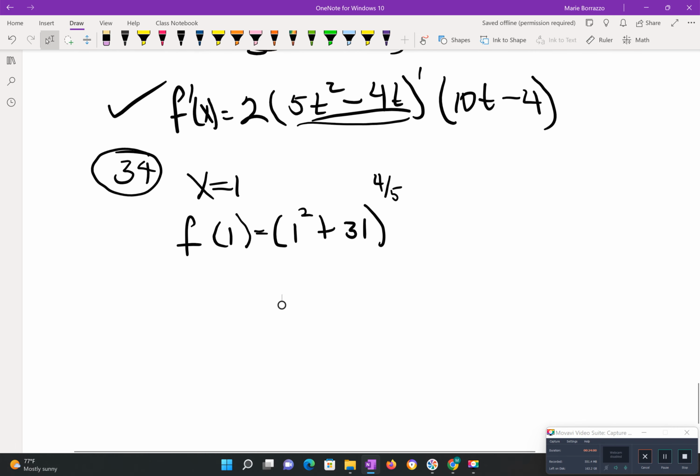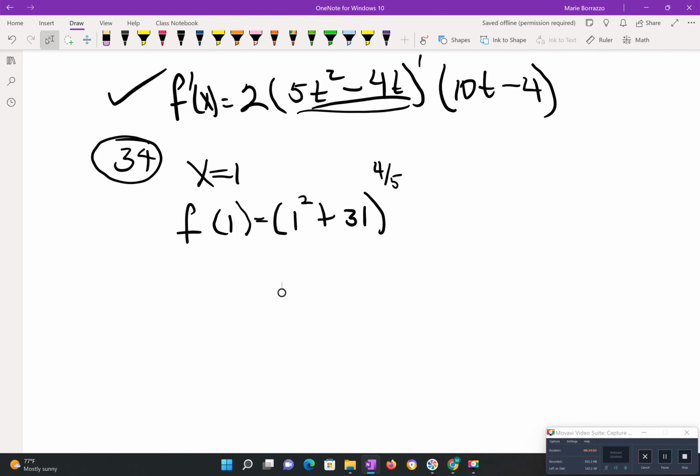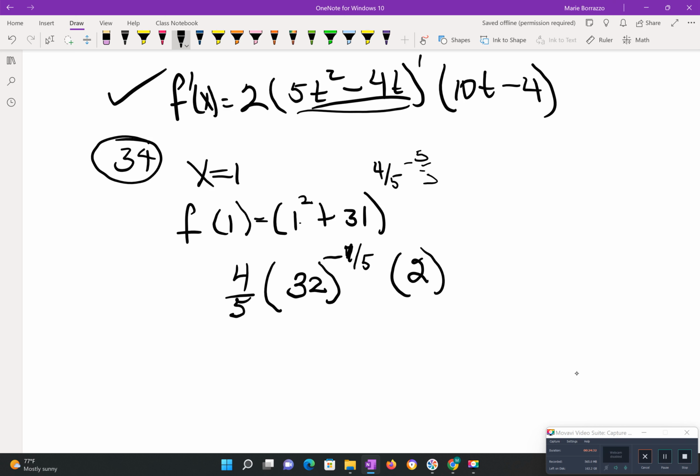Okay, so this is going to give us 4 over 5, technically times 32. Take away 1. Remember, you're subtracting 1, so you're really subtracting 5 over 5. So you have now negative 1/5. That's a 1. Times the derivative of the inside. Since this was originally x squared, we're going to go with 2. And so you end up with 0.8.